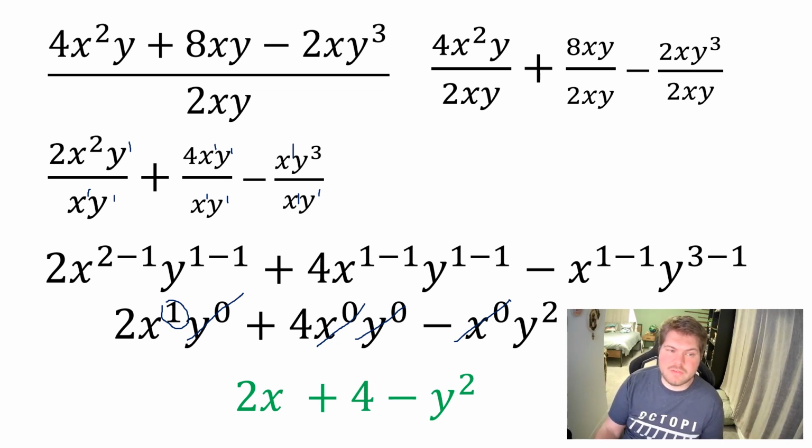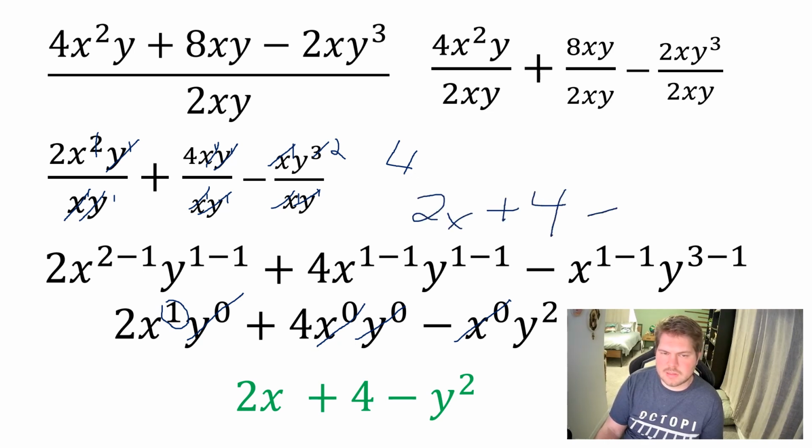Now, I don't know if I overcomplicated it, whereas you could have just done it from here and thought, okay, I'm taking 1x away here, and I'm left with 1. Both y's cancel out. Both x's cancel out. 1 y cancels out. And all you're left with is 2x plus 4 minus y squared.